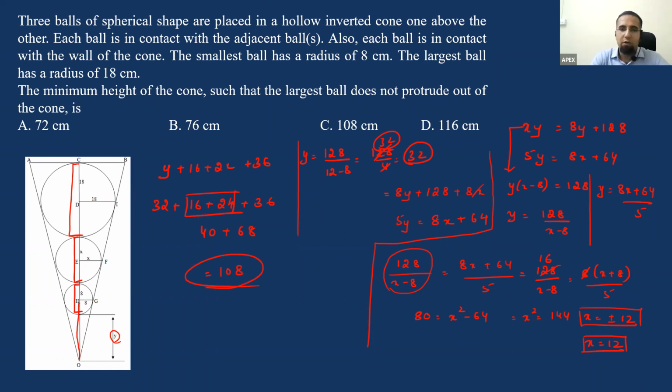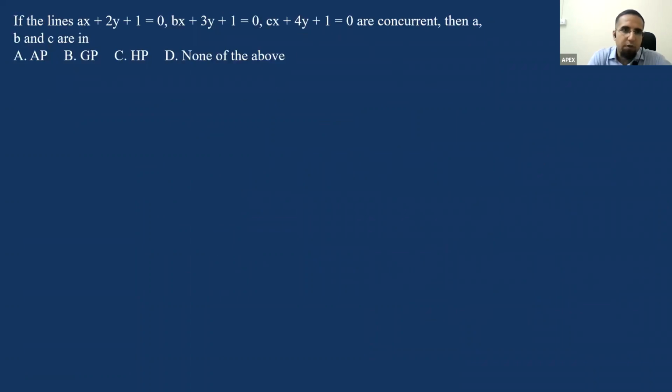Clear? So one last question for this paper. Now, if the lines are concurrent, what does concurrent mean? Concurrent means they pass through the same point. Clear? So passing through the same point, but if I see I have ax plus 2y, let's say, is equal to minus 1, and I have bx plus 3y is equal to minus 1.